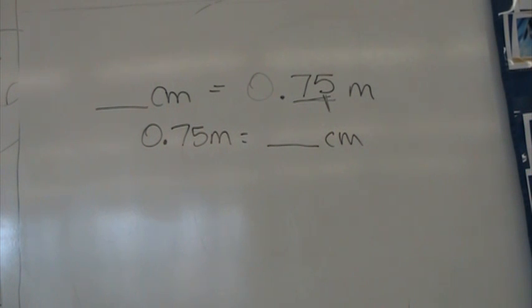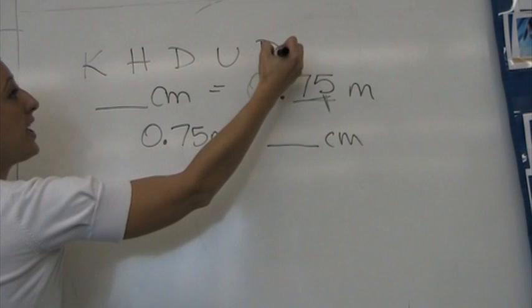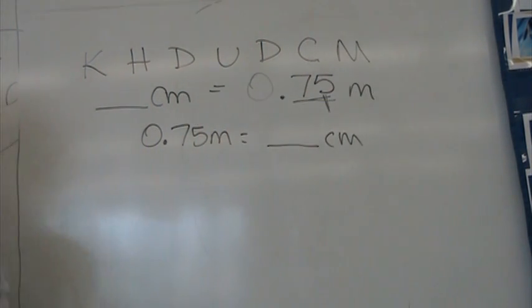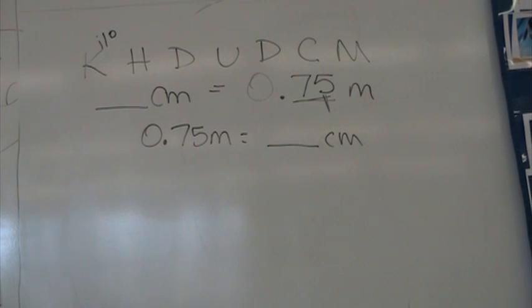There's several ways that I can figure this answer out, but a shortcut that would help me solve this problem a lot easier is to use a saying that helps me remember the metric system. Does anybody remember the saying? Very good. King Hector doesn't usually drink chocolate milk. Now, what does the K stand for? Kilo. It stands for kilo, which is your prefix.